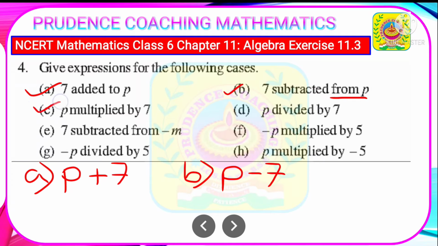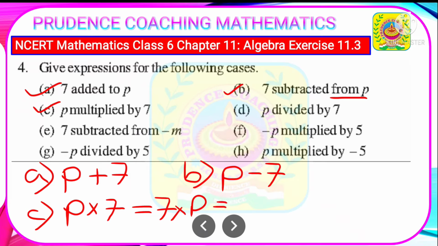Next one, number C, is p multiplied by 7. That means we are multiplying p by 7. We can write p into 7, or you can write this as 7 into p. Similarly, you will get 7p, because in between the constant and variable, if you don't write anything, that means by default we have a multiplication sign.